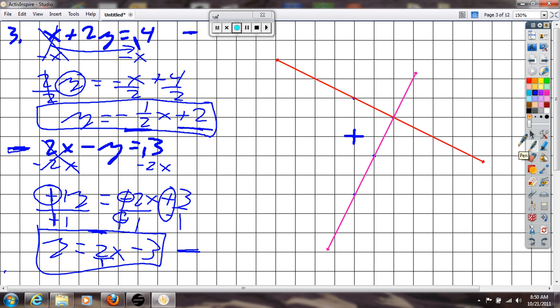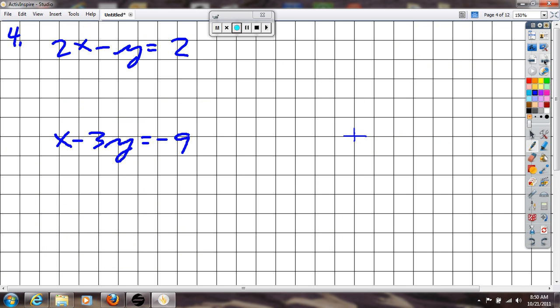And now I need my answer. My x point is, I start at the origin, I go here to there, and then I go up. So where have I gone? 2 to the right, that's a positive 2 for x, and I've gone 1 up, that's a positive 1, and I have my answer, 2, 1. Okay, that's number 3. Let's go to number 4. And again, it's the same problem.